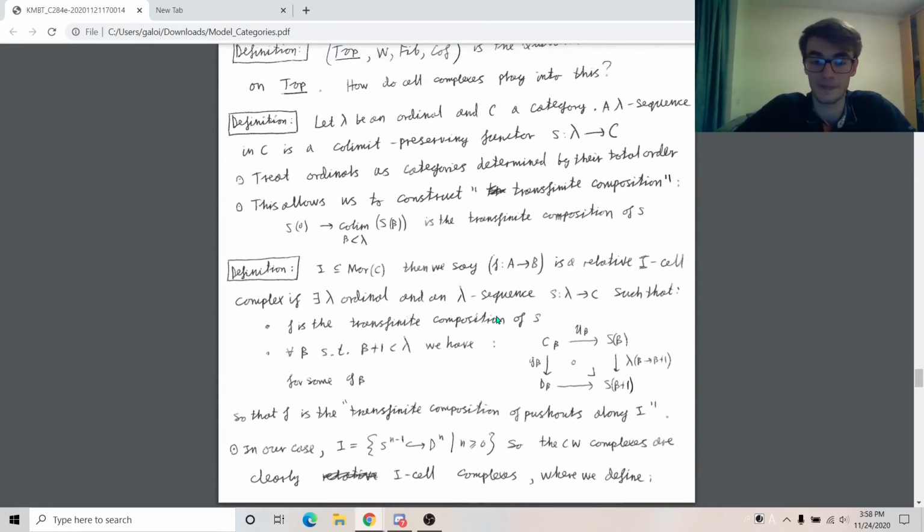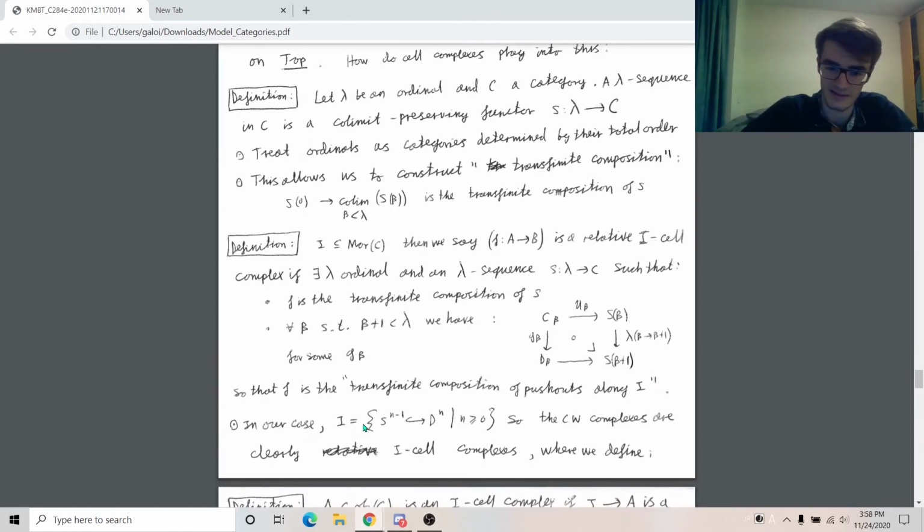Once again, saying F is a relative I-cell complex is just saying F is a transfinite composition of push-outs along I. Right? And in our case, I was the set of boundary inclusions. So saying something is a relative I-cell complex in the category of topological spaces just means you can attain the space B from A by gluing disks to A along their boundaries transfinitely many times. And you can see where this is going.